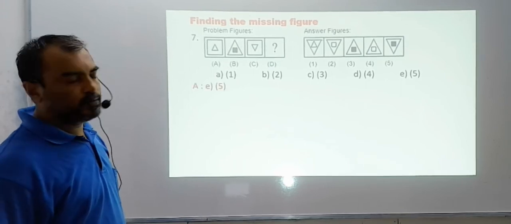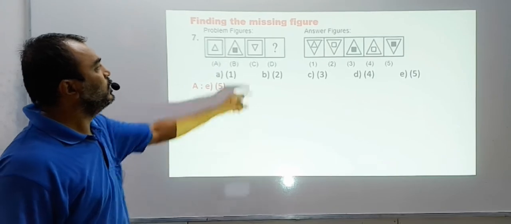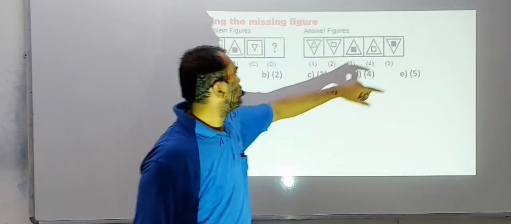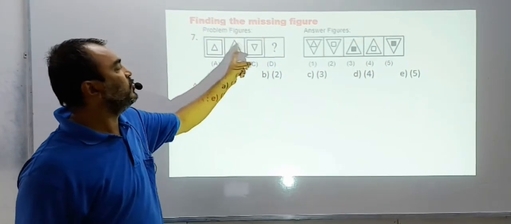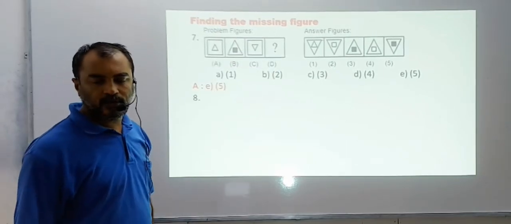Your answer should be E5. Yes, simple. The triangle went outside without a color fill. The square has come inside with a color fill. So the answer is E5.